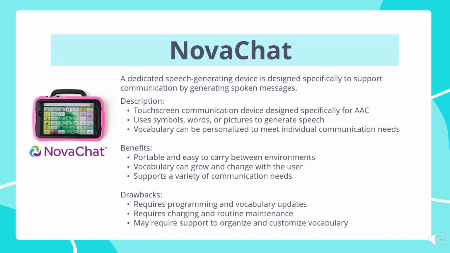The Nova Chat is a dedicated speech-generating device designed specifically to support communication. It allows users to select symbols, words, or pictures on the touchscreen, and then the device generates spoken messages. One of the biggest advantages of the Nova Chat is that vocabulary can be personalized to the individual and expanded over time. The device is also portable, making it easy to carry between environments while supporting a variety of communication needs.